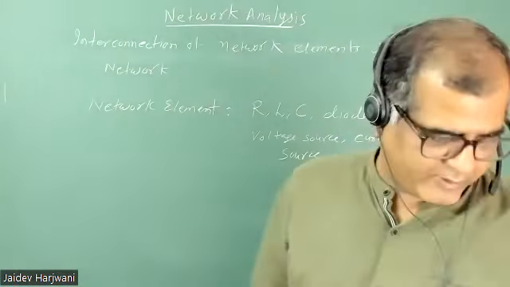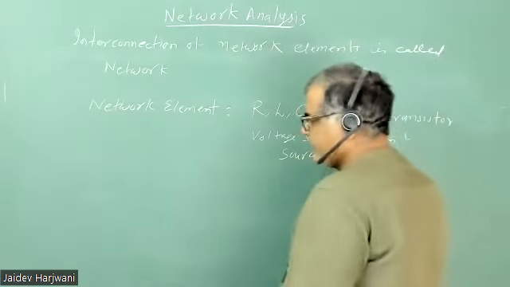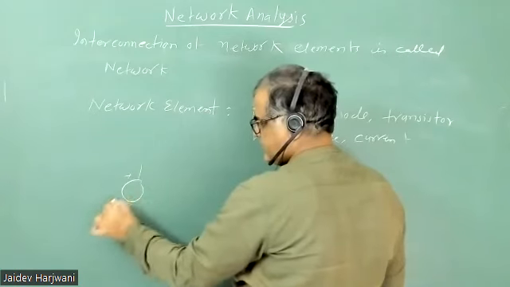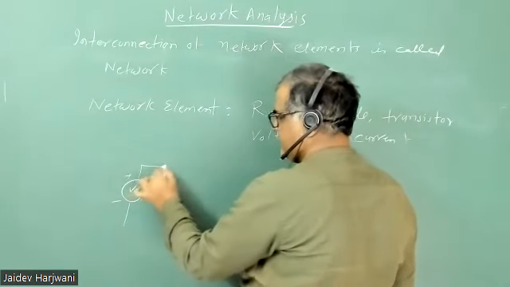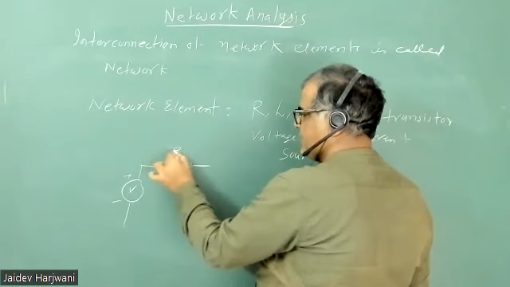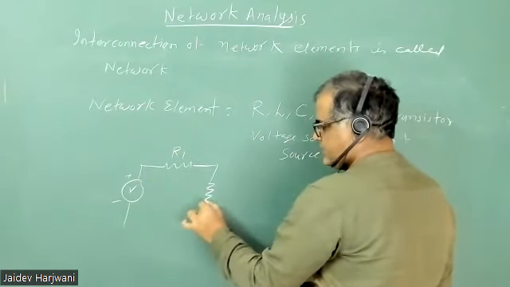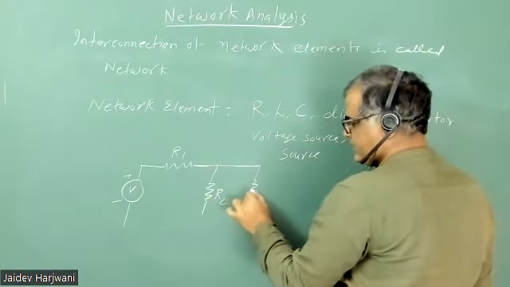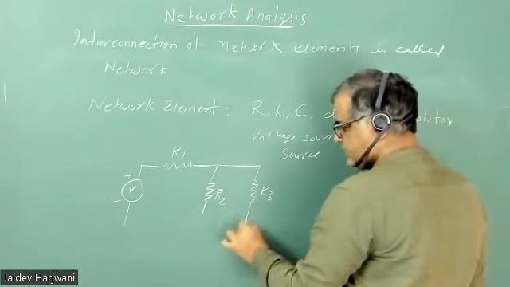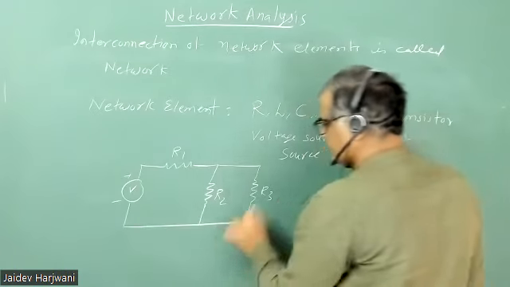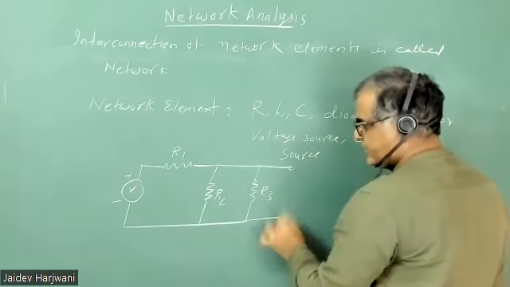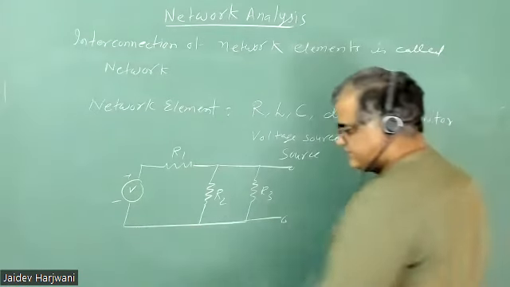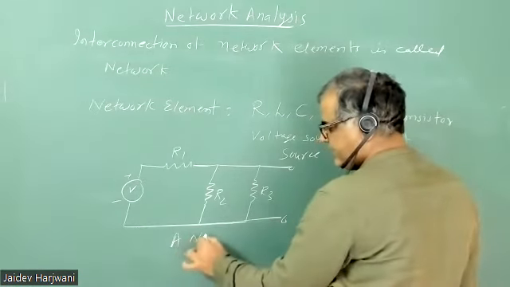So let me draw a network. Say I have a voltage source, a resistance R1, a resistance R2, and say this is resistance R3, and this is the upper terminal. Now, this is an example of a network.